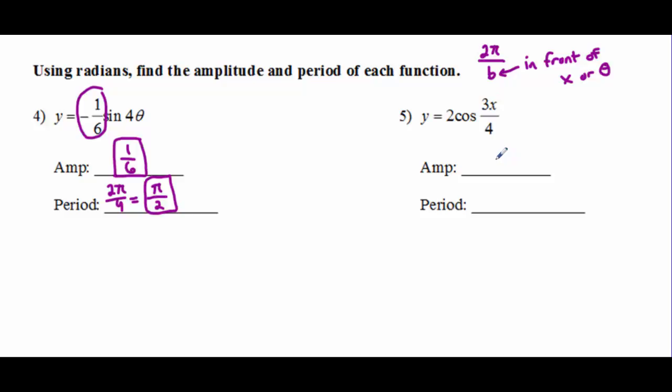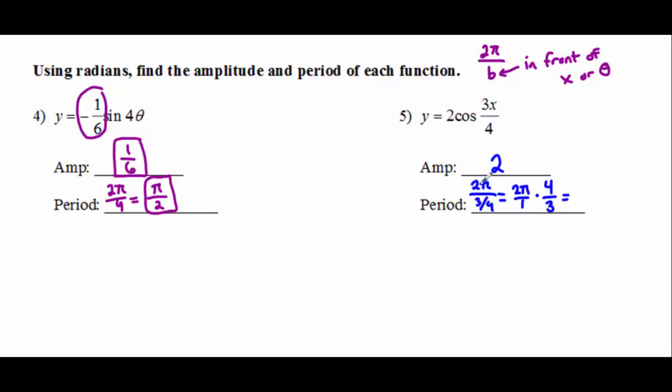On 5, the amplitude is 2, because that's what's in front of cosine. To find the period, we're going to have to do 2 pi over what's in front of x, which is not just 3, it's actually 3/4. So to work this out, we make 2 pi be over 1, and we multiply it by the reciprocal of 3/4. So we flip 3/4 and get 4/3. That's how we divide fractions.